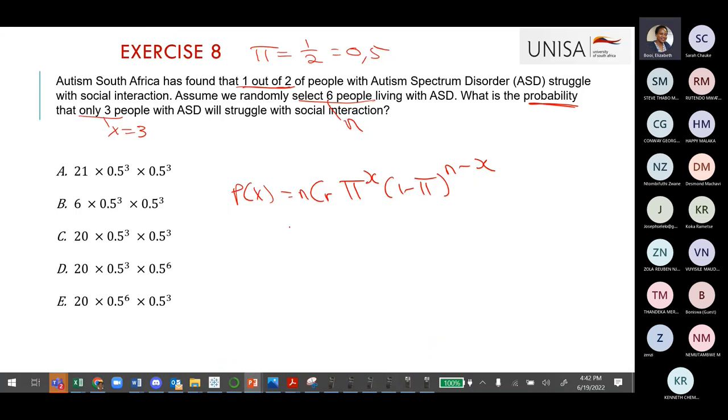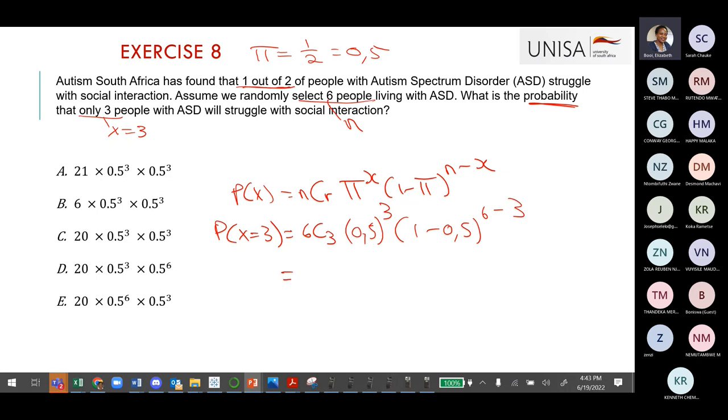So I'm going to use NCR because then my N is 6, my R will be 3, because here I'm calculating the probability that X is equals to 3. So therefore, my pi, I did find it, is 0.5 to the power X, X is 3. 1 minus 0.5, N is 6 minus X, X is 3. And you just calculate what is NCR.